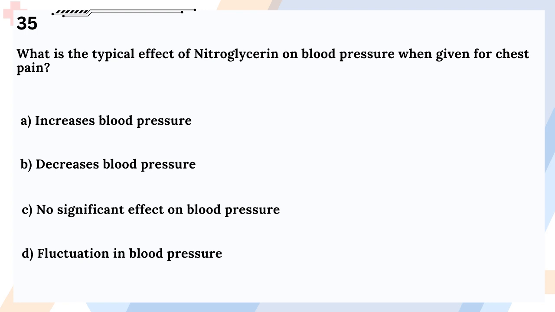Question 35. What is the typical effect of nitroglycerin on blood pressure when given for chest pain? A. Increases blood pressure. B. Decreases blood pressure. C. No significant effect on blood pressure. D. Fluctuation in blood pressure.